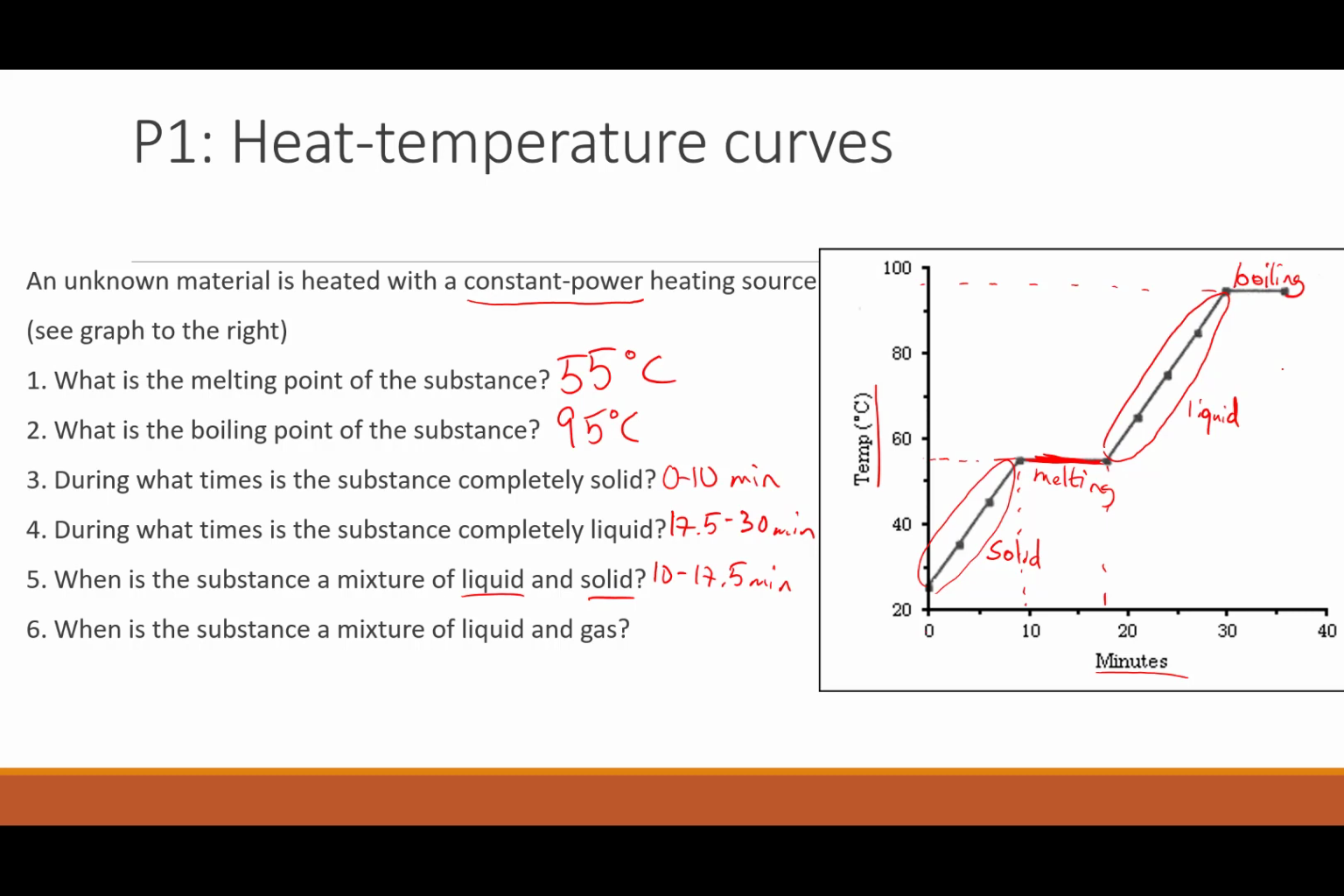When is the substance a mixture of liquid and gas? Well, that's going to be during boiling. It's the only time we have a mixture of liquid and gas. Once we're fully boiled, it's all gas. Before boiling, it's all liquid. And so that's going to be between about 30 and 35 minutes.